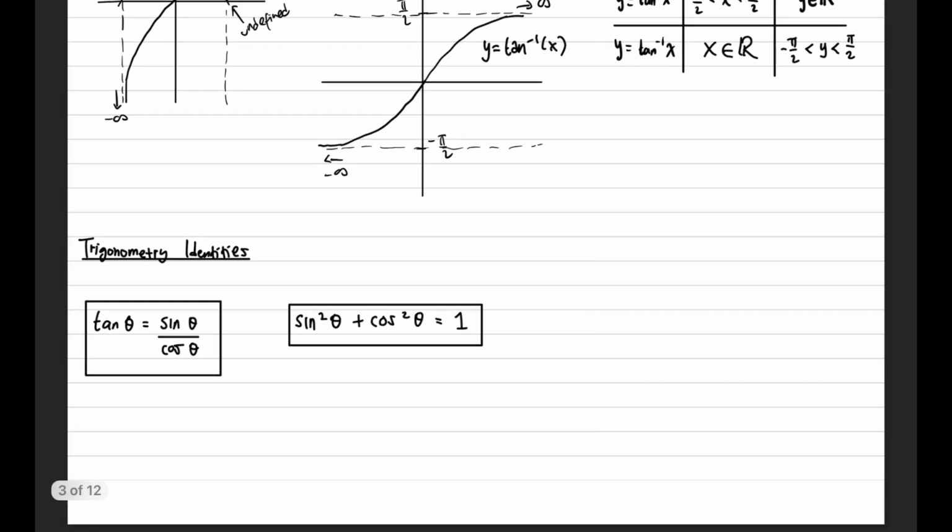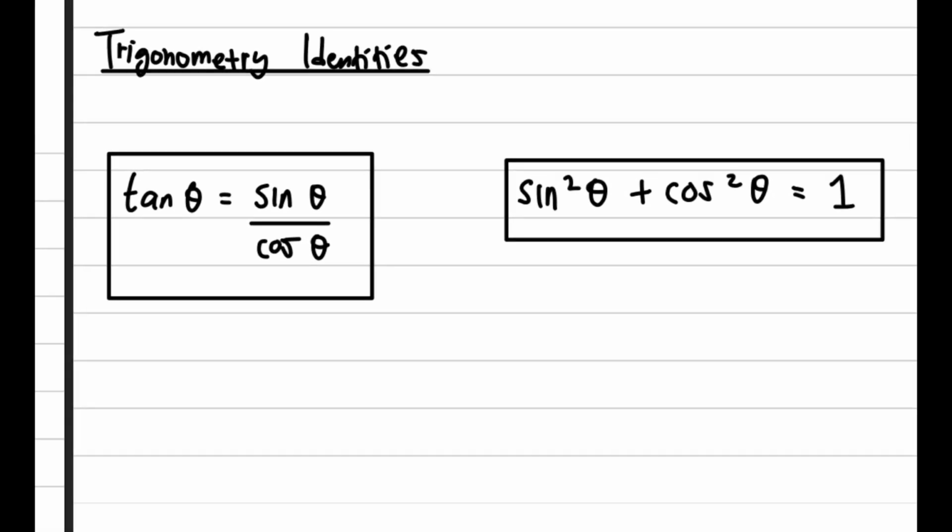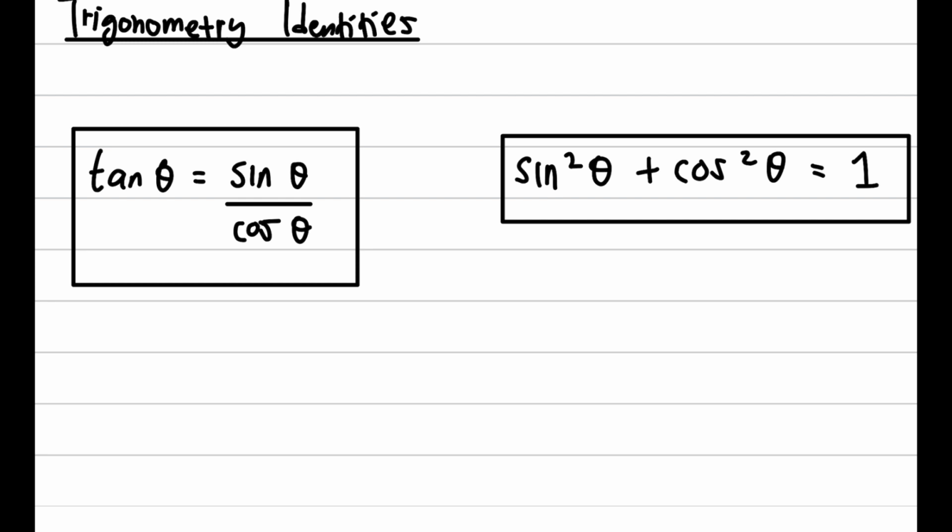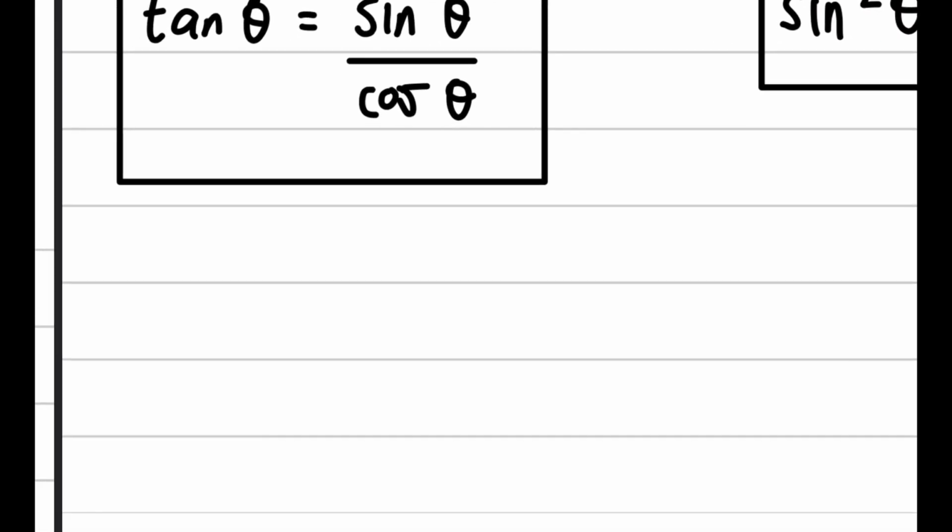Now, the last one, we are going to learn about trigonometry identities. There are two main formulas. The first one is the one that I already used: tangent theta equals sine theta over cos theta. And the second one, sine squared theta plus cos squared theta equals 1. How do we know it's true?